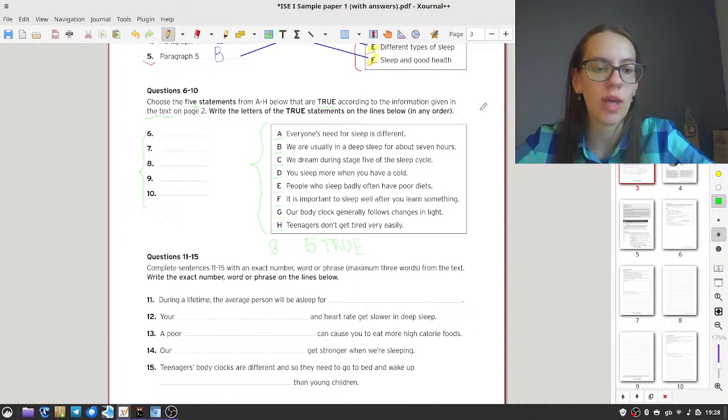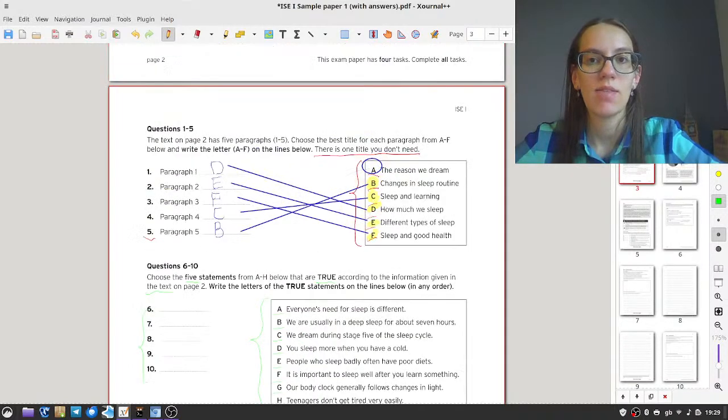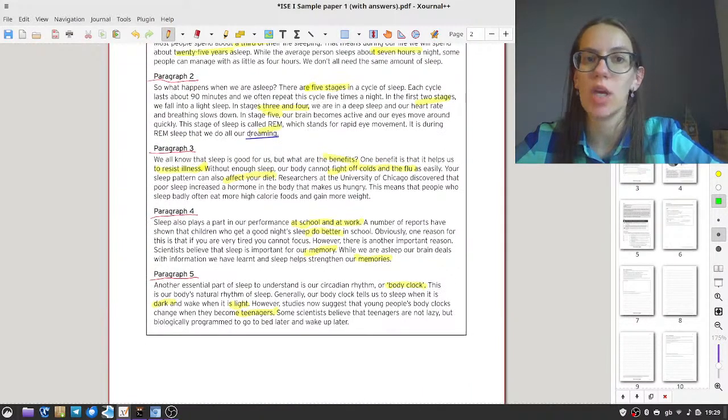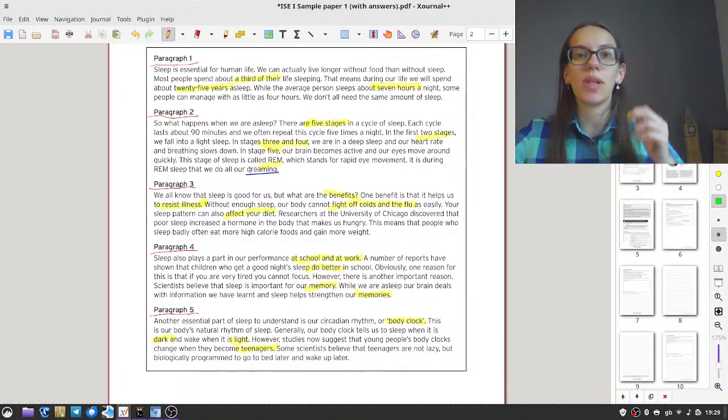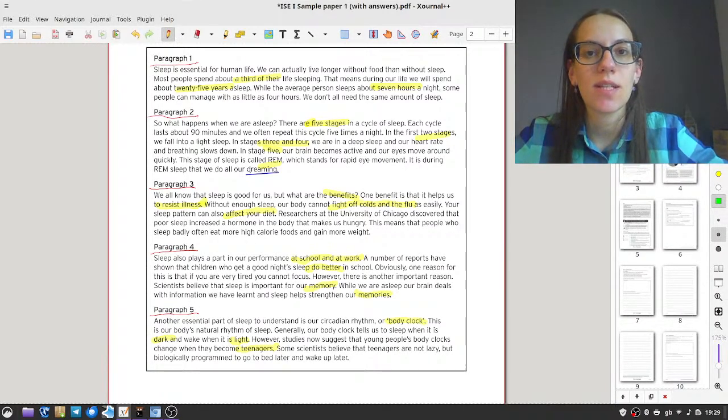Yeah, you need to look at the text and see from the text if it's true or not. So everyone's need for sleep is different. Is it true according to the text? Like, as a person, I agree with this statement. Yeah, people are different. But does the text agree with it? Or maybe it doesn't say anything. Well, let's have a look.